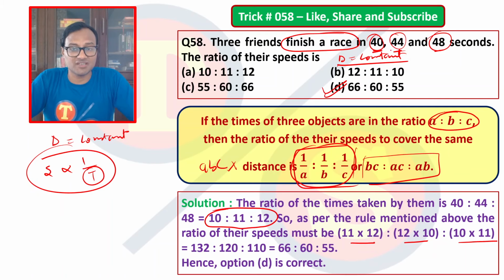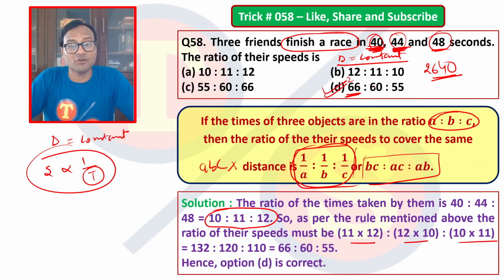What you have to see is that time multiplied with speed in each case must be the same. So 40 multiplied with 66. That will be 4 6s are 24, carry is 2. 4 6s are 24 plus 2 is 26. So 40 into 66 is 2640.